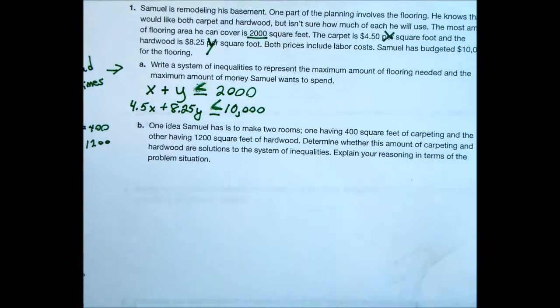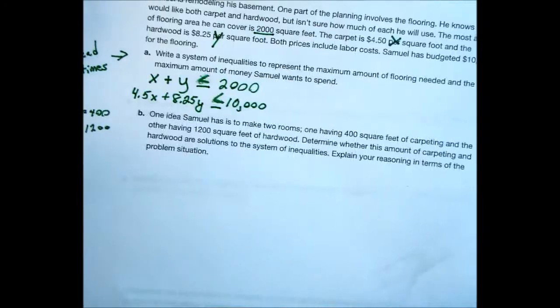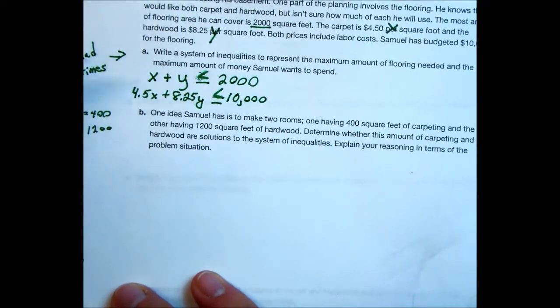Okay, so making sure your inequalities start in the right direction. And it has to make sense. Can my house be bigger than 2,000 square feet? No. All right, so are those going to be solutions for this set?